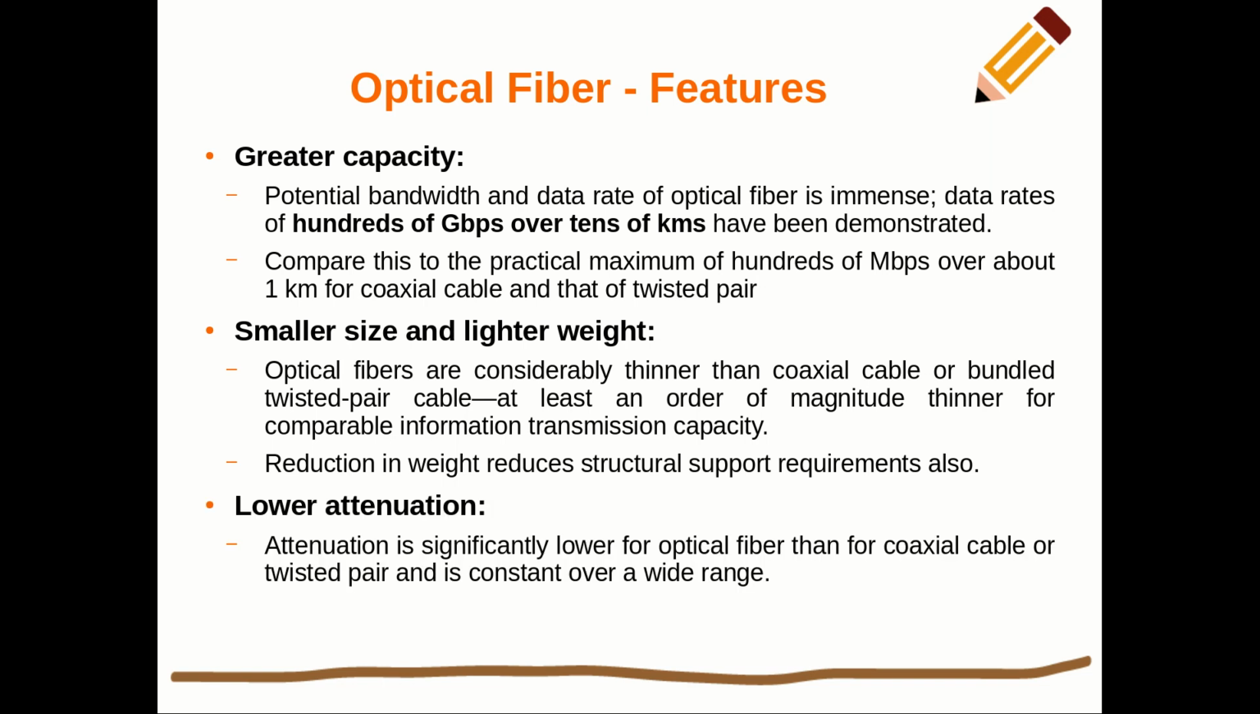Lower attenuation: attenuation is significantly lower for optical fiber than for coaxial cable or twisted pair, and is constant over a wide range. So two things: attenuation will be less, and it will also be constant over a wider range compared to the other two.